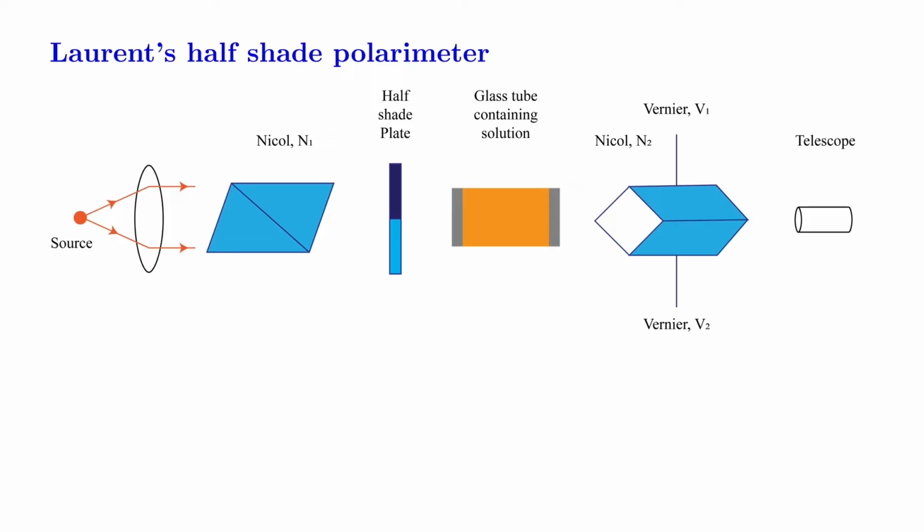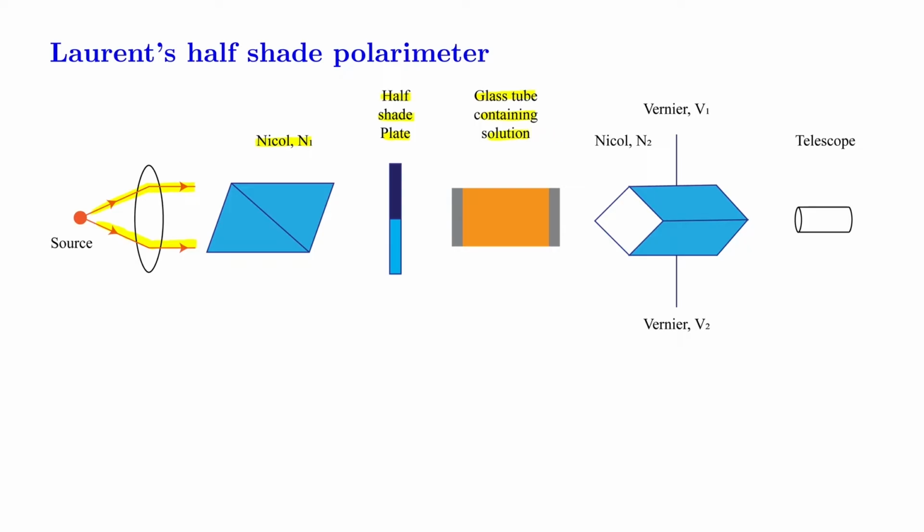This figure shows the instrumentation of Laurent's half-shade polarimeter. Unpolarized light from a source is allowed to fall onto a nickel prism designated as N1, which creates linearly polarized waves. The plane polarized light is then sent to a special device known as half-shade plate. Light from the half-shade plate then goes to a glass tube containing the solution whose optical activity is to be measured. In this case, we will take the sugar solution with a specific concentration inside this glass tube.